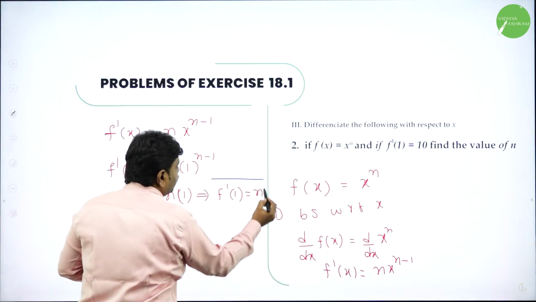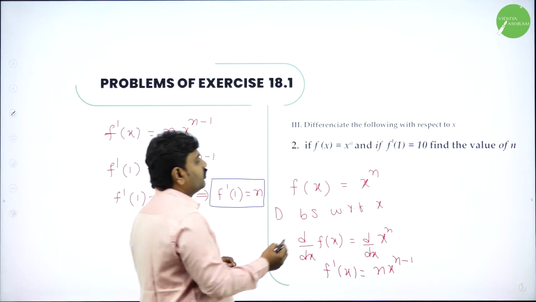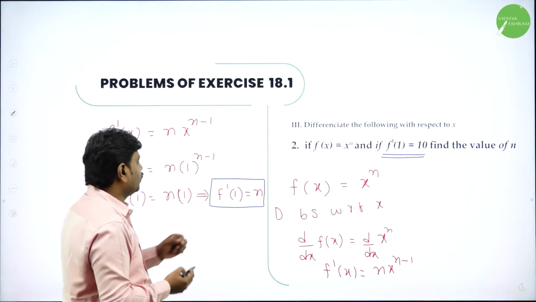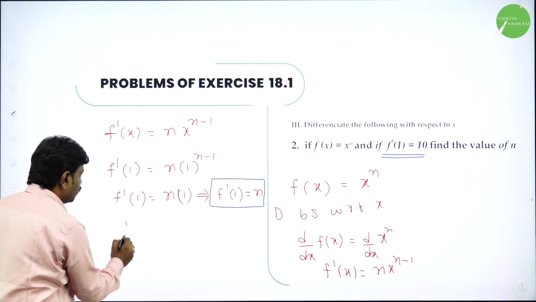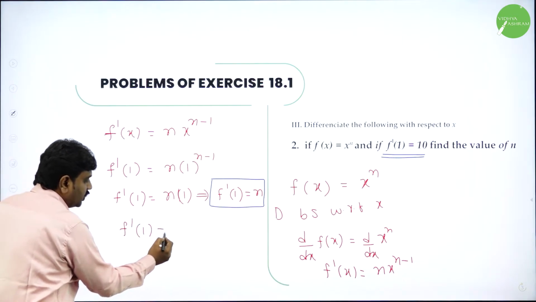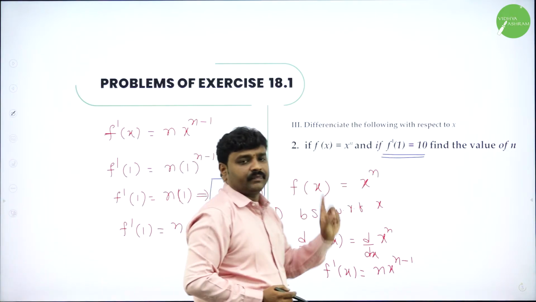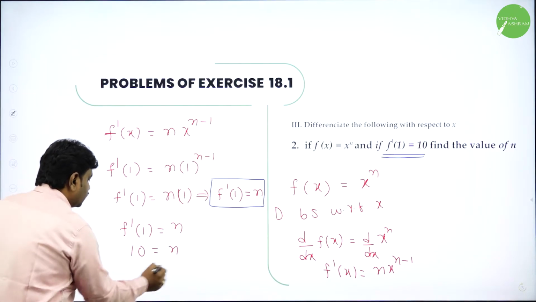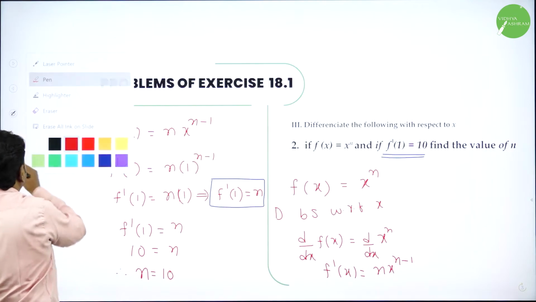So you got the value of f dash 1 as n. But they have already given f dash 1. What is f dash 1 given? They gave 10. So here f dash 1 you got as n, and f dash 1 value they already gave is 10. In the place of f dash 1, I can put 10. 10 is equal to n. Therefore, what is the value of n? n is 10. Simple and direct.